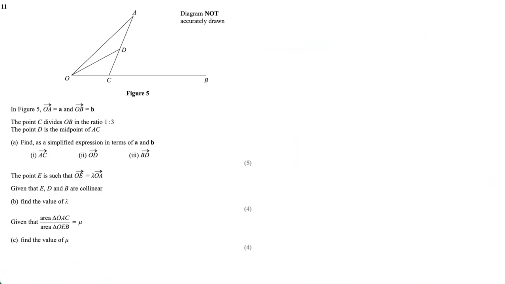Question 11. Okay, figure 5. We have OA is equal to A. So let me just put that in first, guys. OA is A, and OB is B. Now, we don't have B, but it says the point C divides OB in the ratio 1:3. Okay, so C divides OB, so that would mean, oh, sorry, we do have B.